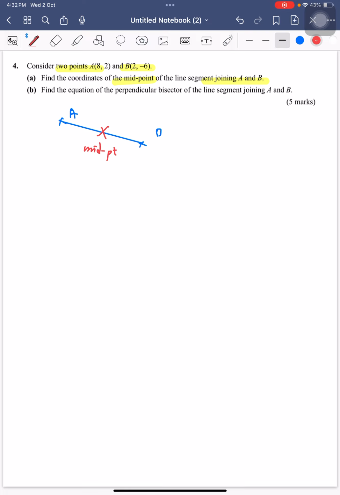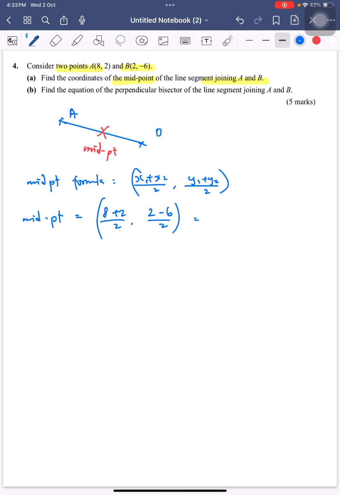The midpoint formula is going to be x1 plus x2 divided by 2, y1 plus y2 divided by 2. So now we can say the midpoint coordinates are equal to 8 plus 2 divided by 2, 2 minus 6 divided by 2, which gives you 10 over 2, giving you 5, and 2 minus 6 giving you negative 4, so negative 2 here. So that's going to be the midpoint. So that's for part A.